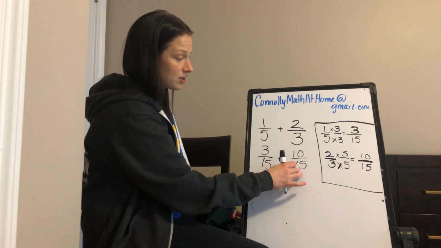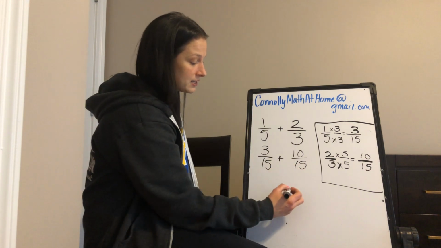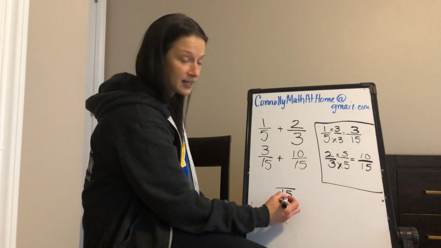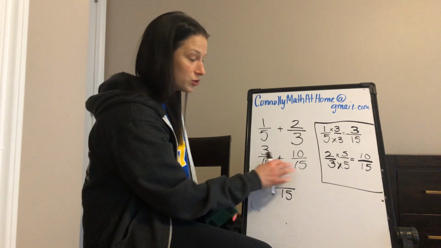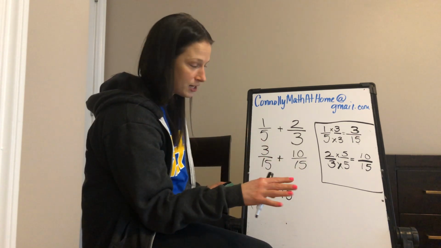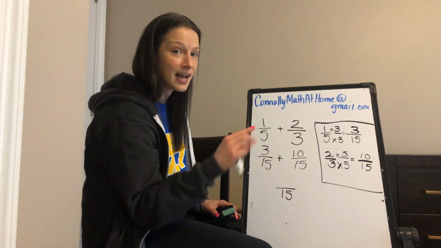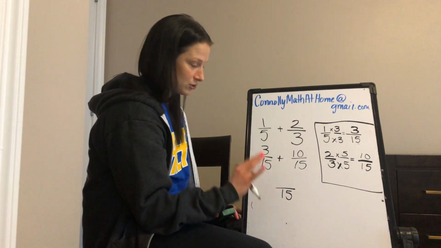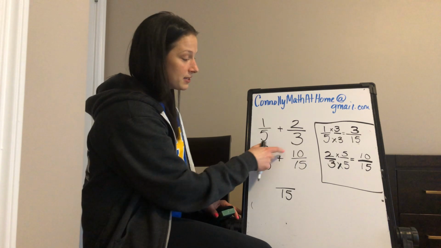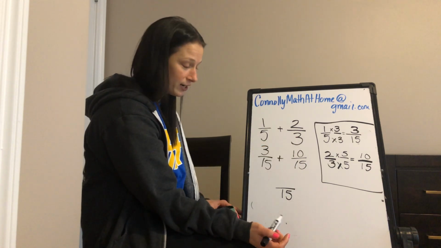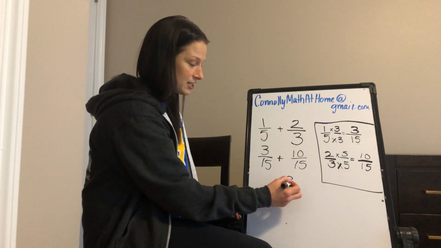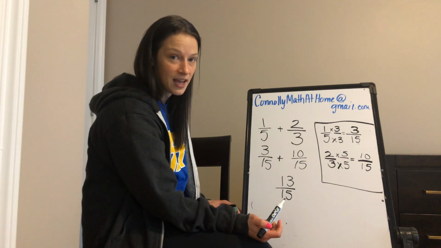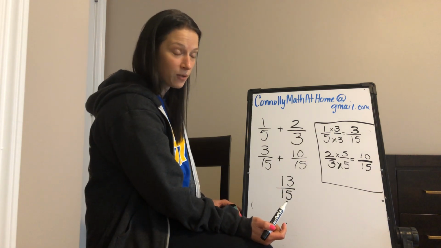Then, just like we talked about before, your denominator is going to stay the same when we're adding. As soon as you make a common denominator, there's no changing. You are not combining 15 and 15, okay? Please don't do that. 3 plus 10, we're going to add our numerators, and we get 13/15 as our answer, okay?